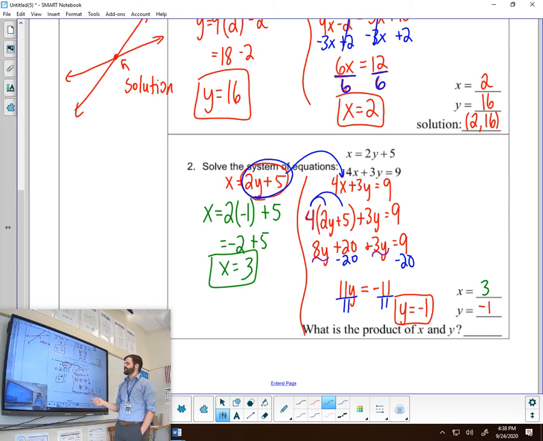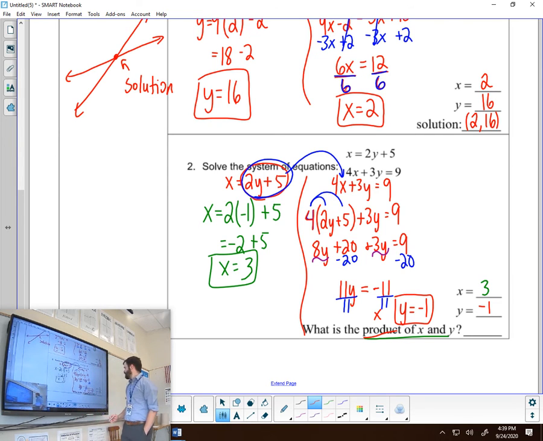All right, sometimes, instead of just asking for the solution, it's going to ask for the product of x and y. Okay? So that product of x and y, product means multiply. It means multiply.